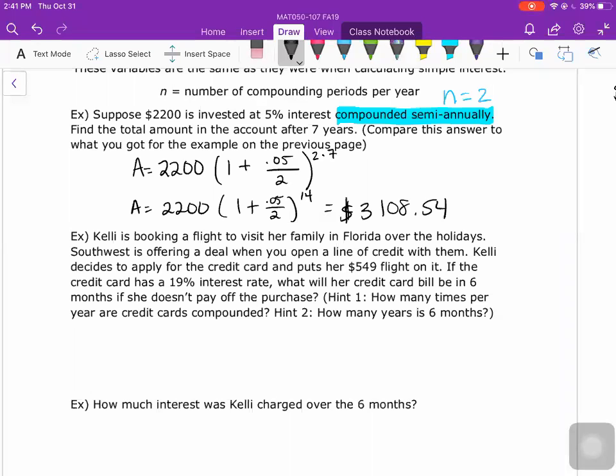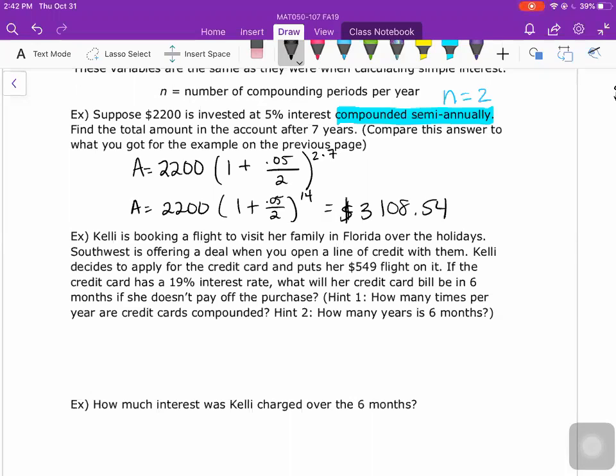Because we're investing money, like a savings account, which is better? The compound interest. If this were a loan, which one is better? Simple interest. Because the simple interest is going to be a lesser amount than the compound interest. Because with compound interest, you're earning interest on interest, right? In this case, we're earning it twice a year. Questions?